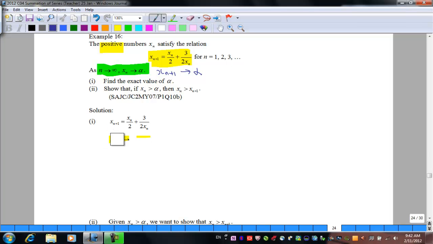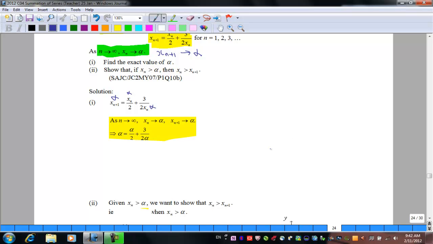So I know for sure, as n tends to infinity, xn tends to alpha, and xn plus 1 must tend to alpha, right? So this means that all these I can replace with alpha. Okay, so rewriting, after I replace all with alpha, I have alpha is equals to alpha over 2 plus 3 over 2 alpha. Now then, I can easily solve for alpha, right?